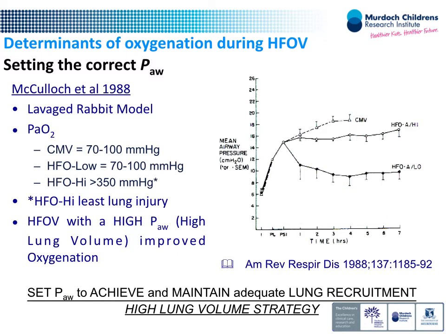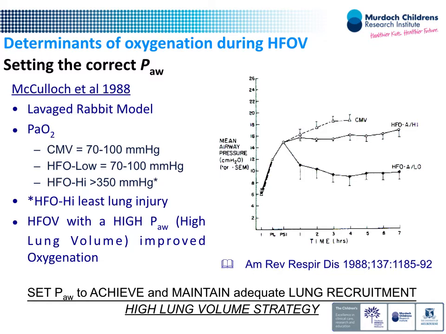We already knew from animal work in the 80s that the lung volume you achieved on the oscillator was fundamentally important to the outcome of that modality. So this is a fantastic Canadian paper from the other side of the country in rabbit models. It's a bit dated now, but compared a low lung volume high frequency, a high lung volume high frequency and conventional strategy, and you can see the significant difference in the PaO2 that could be achieved using a high lung volume strategy. And indeed, lung injury was reduced in this approach rather than this approach.